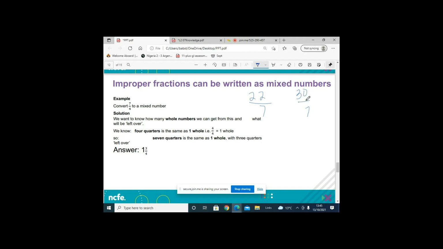So how many times does 7 go in 30? That's 4, remaining 2. When it's improper, isn't it? Yeah. So 7 goes in 30 four times, then the remainder is 2, so it's 4 and 2 over 7. This one is turning improper to mixed numbers. An improper fraction can be written as a mixed number. Okay, I get it.